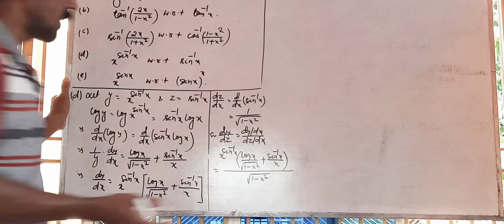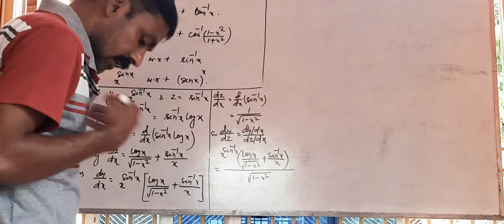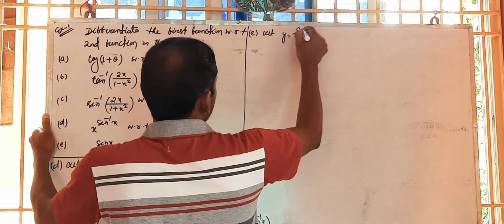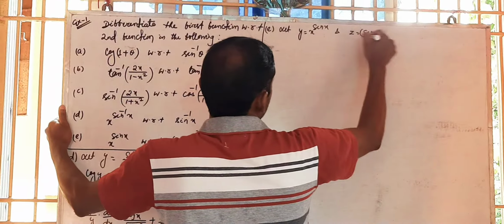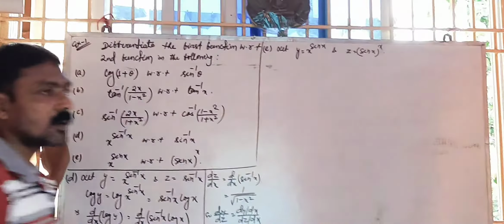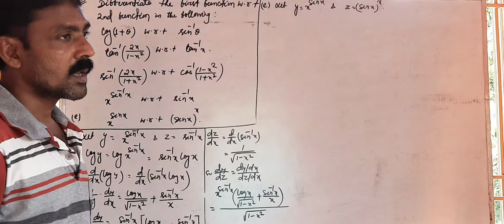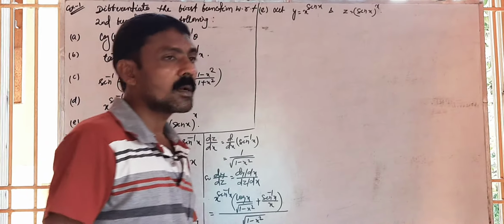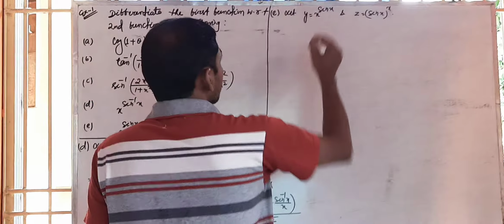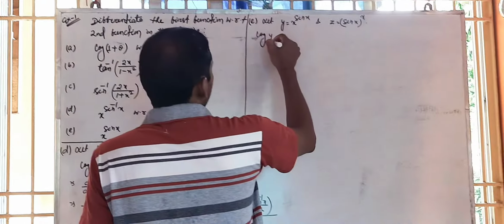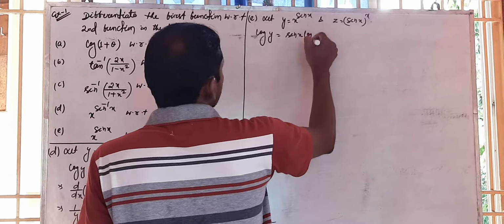If you want to simplify it, you take the answer and simplify it. Now, last bit. y equal to e to the power sin x and z equal to sin x whole to the power x. Here both y and z are in exponential form, and both base and power are functions of x. So we will use logarithmic differentiation again. So here, taking log, log y will be sin x log x.